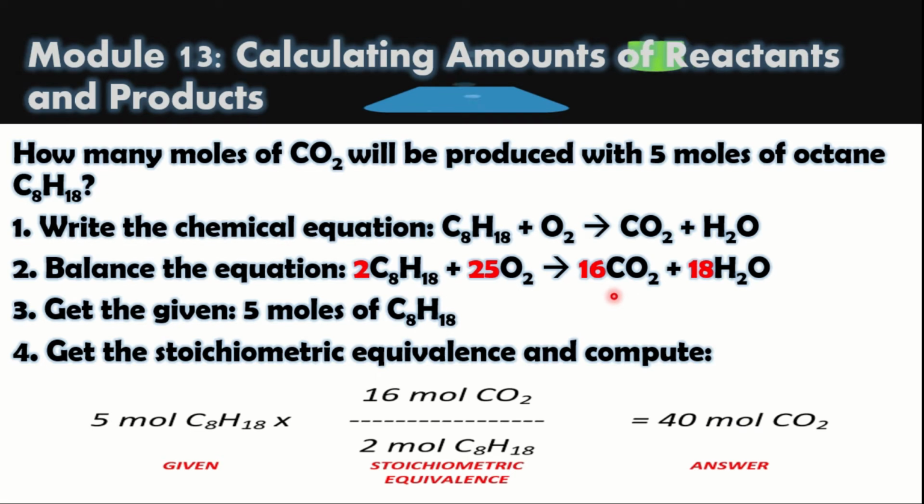Now, in this case, our given is moles of octane. Since the given is moles of octane, we have to arrange our stoichiometric equivalence so that the denominator has the same unit as our given. So, 2 moles of octane, we put in the denominator so it cancels. And then we put on top what we are looking for, which is the carbon dioxide. Cancel the units. 5 divided by 2 times 16, we will have 40 moles of carbon dioxide. This is the amount of carbon dioxide which will be produced given we have 5 moles of octane.